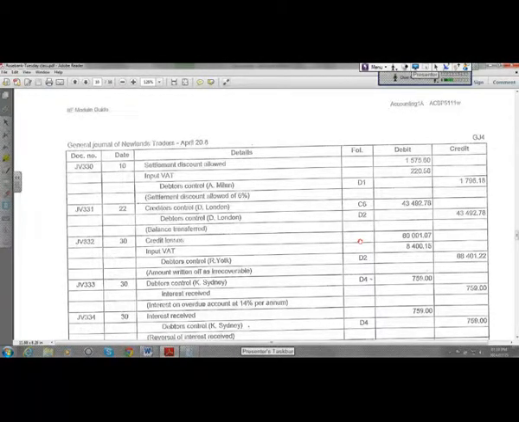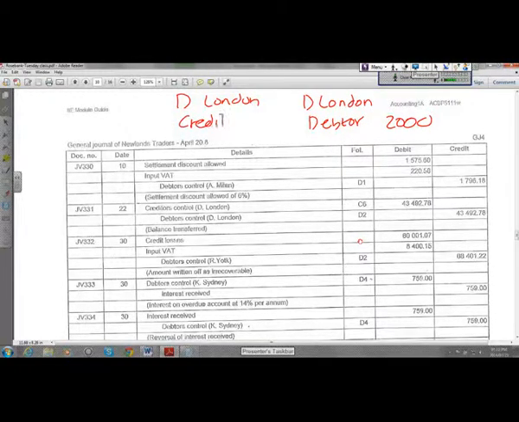All right, think about it. So you have this D London. Let's just put a simple example. So D London is a debtor. He's owing you 2,000, but he's also your supplier. So if you buy from him on credit, he becomes your creditor. So what it means is, let's just say he's your supplier, and then you owe D London 500.